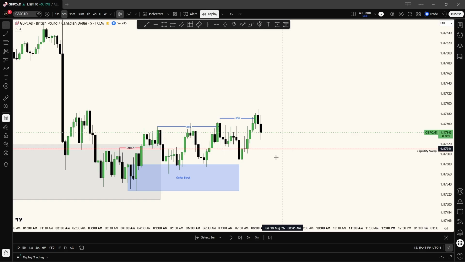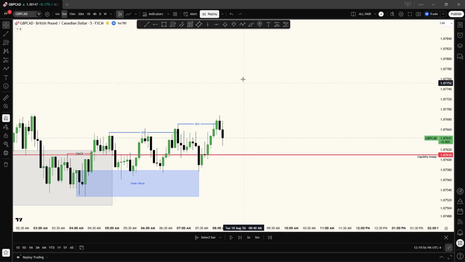So, I see another break of structure here in a new order block, but there's still no fair value gap. This usually means the big players haven't jumped in yet. Without that gap or footprint, I'm not convinced this move has enough power. I'll keep waiting.